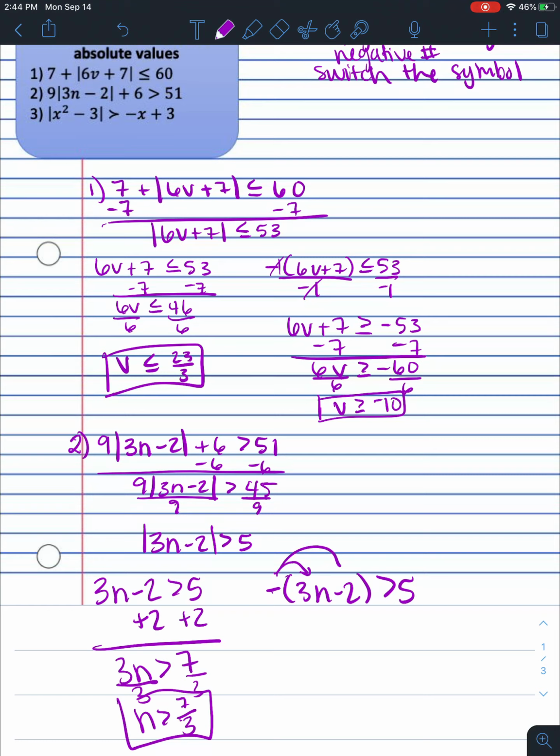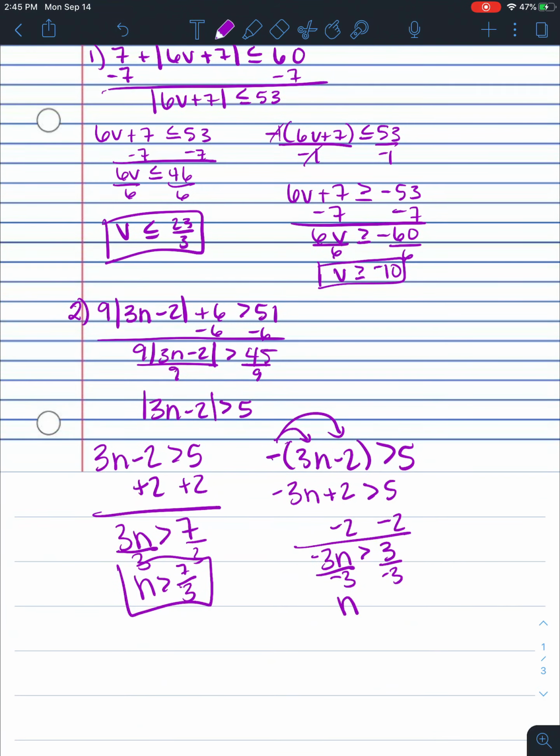On this side, this time I'm going to distribute. I can do this either way. I can distribute or I can divide by negative 1. I'm going to go ahead and distribute this time. No rhyme or reason, just to show you that you can do it both ways. So I'm going to subtract 2. That leaves me with negative 3n is greater than 3. Now I'm going to divide by negative 3. So that leaves me with n. I need to flip my symbol because I divided by a negative. n is less than negative 1. Okay, so these are my two solutions.